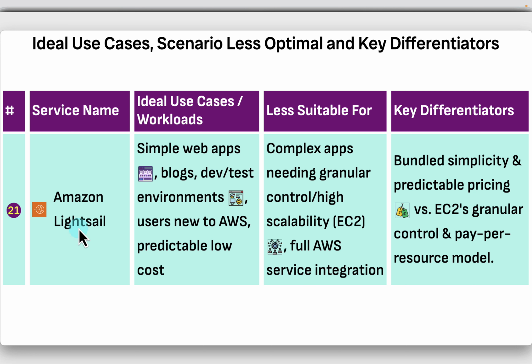And lastly, Amazon Lightsail. Ideal use cases are simple web apps, blogs, dev test environments, users who are new to AWS, and there is a predictable low cost. It is less suitable for complex apps which need granular control, high scalability, and full AWS service integration. Key differentiators: bundled simplicity and predictable pricing versus EC2's granular control and pay per resource model.